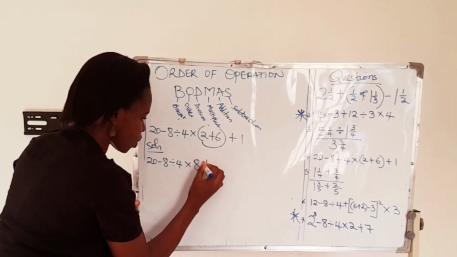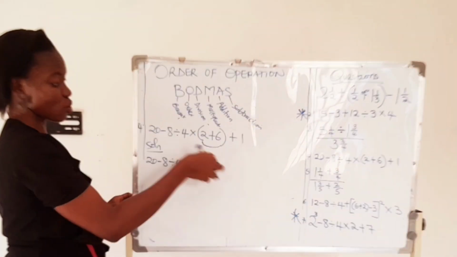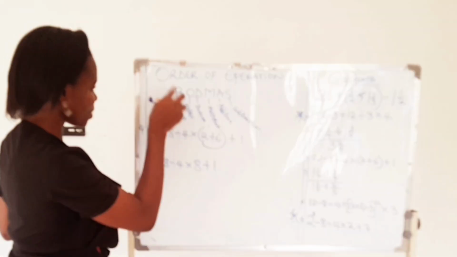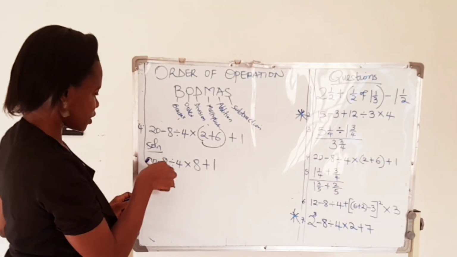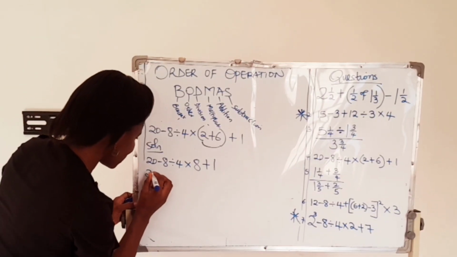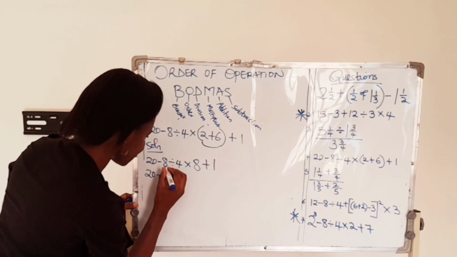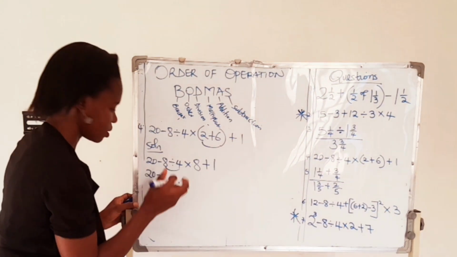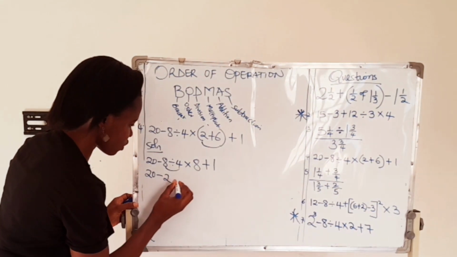8 plus 1. So if you notice, the bracket is no longer here because I've solved it. So after bracket, order. Do we have any order here? No order. Then division. Division is the next one. So I'll bring down and then solve division. 20 minus, I'll solve this. 8 divided by 4 will give me what? 2. This will give me 2.